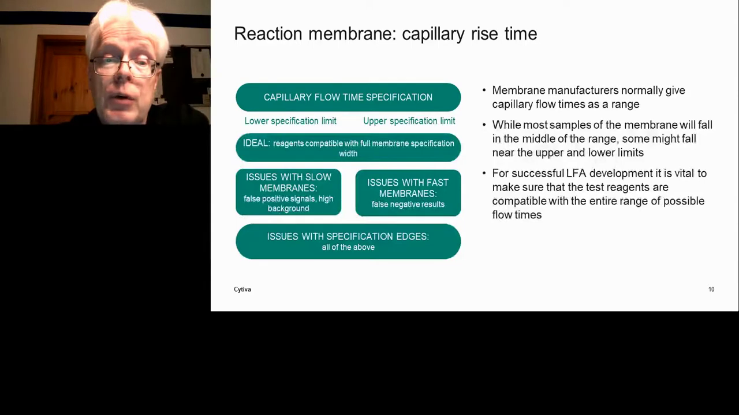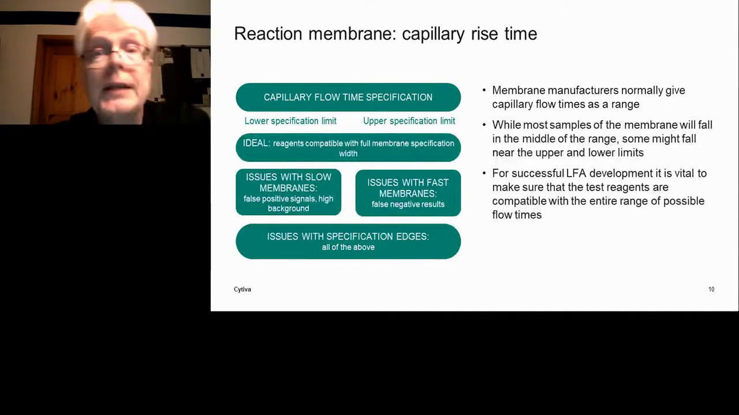If you have an issue with membrane specification parts at the fast end, you can easily see false negative results. The sample runs too quickly across the membrane, and you do not see the result on the test line that you would like to see at the detection limit. If you have an issue with the slow part of a membrane specification, you may get false positive signals, or you will have an issue with membrane clearance. That means the membrane is not white again when the test duration time is over. In rare cases, we see issues at both edges of the specification, and then it's getting really difficult.